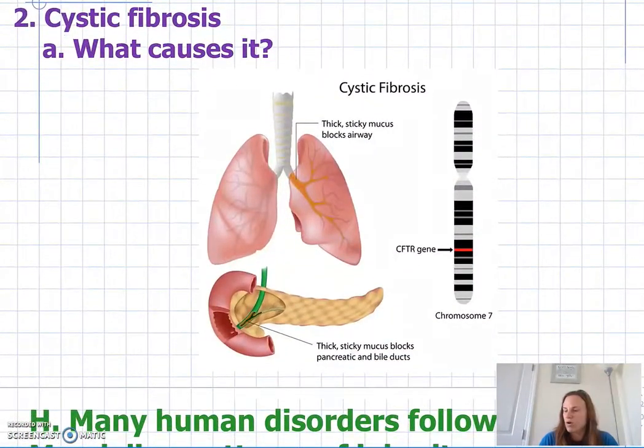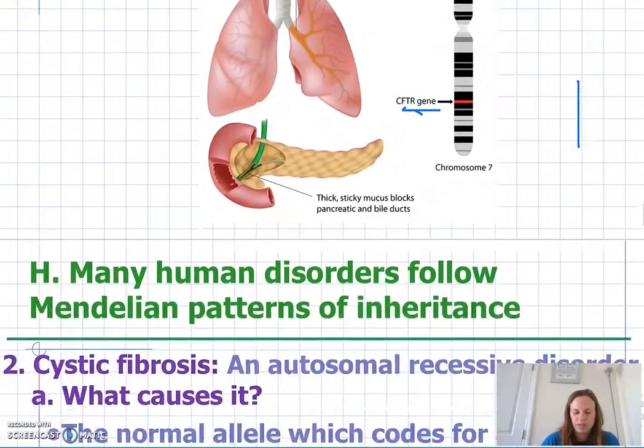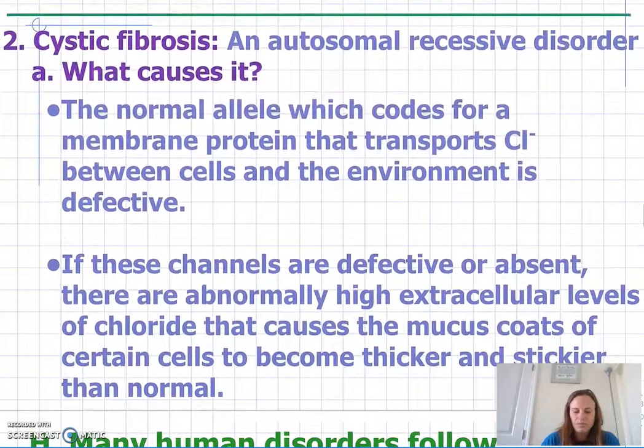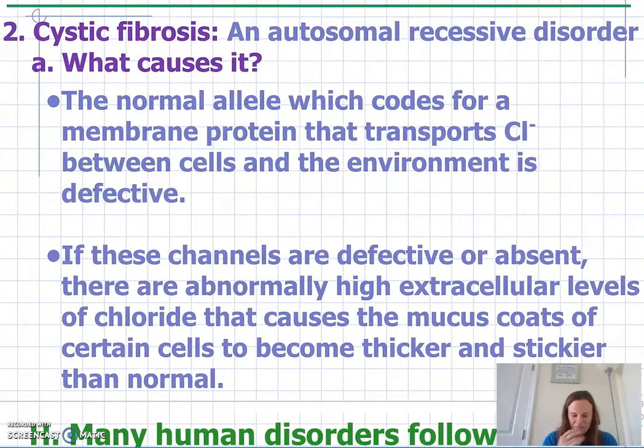Cystic fibrosis is caused by a defective CFTR gene, where this CFTR gene codes for the membrane protein that transports chloride ions. If this protein channel is not working properly, what ends up happening is a buildup of mucus, where the mucus can form in the digestive tract, in the lungs. So cystic fibrosis is an autosomal recessive disorder. Autosomal just means that it's not sex-linked.